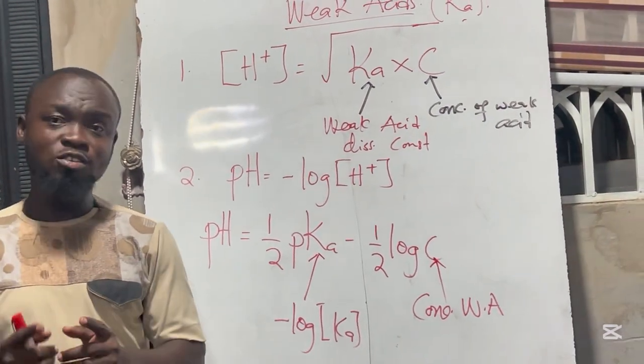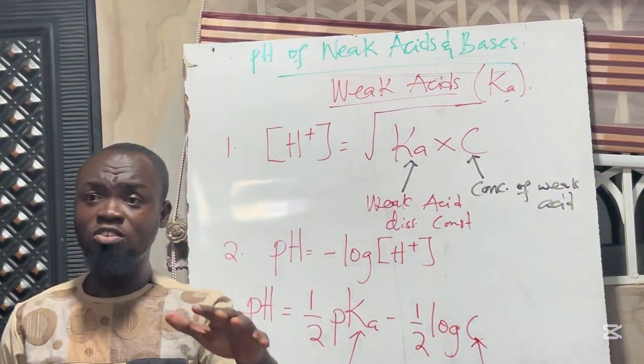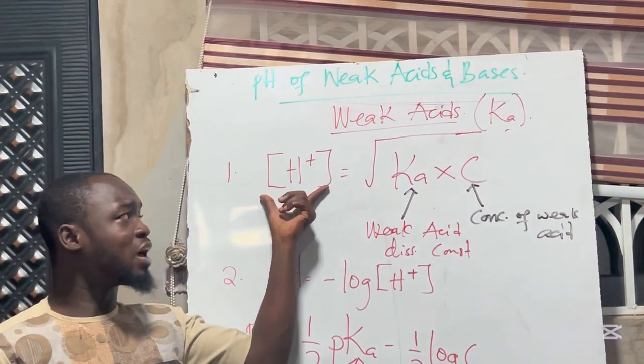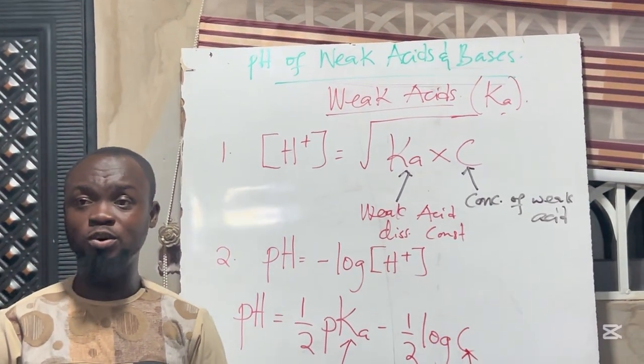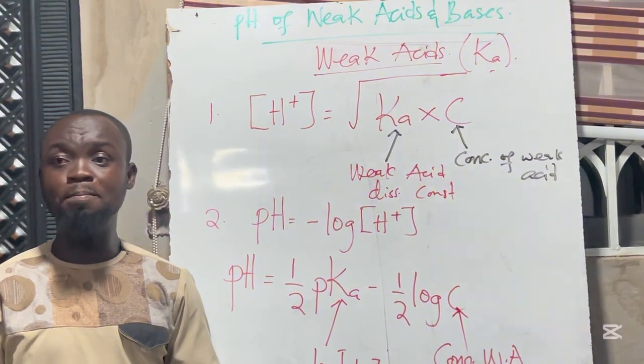For strong acid, you should go and refer to our videos on that. That one comes with direct dissociation or complete dissociation. So we can easily get the H plus ion concentration from the concentration of the strong acid or its corresponding base. Let's consider pH of weak bases as well.